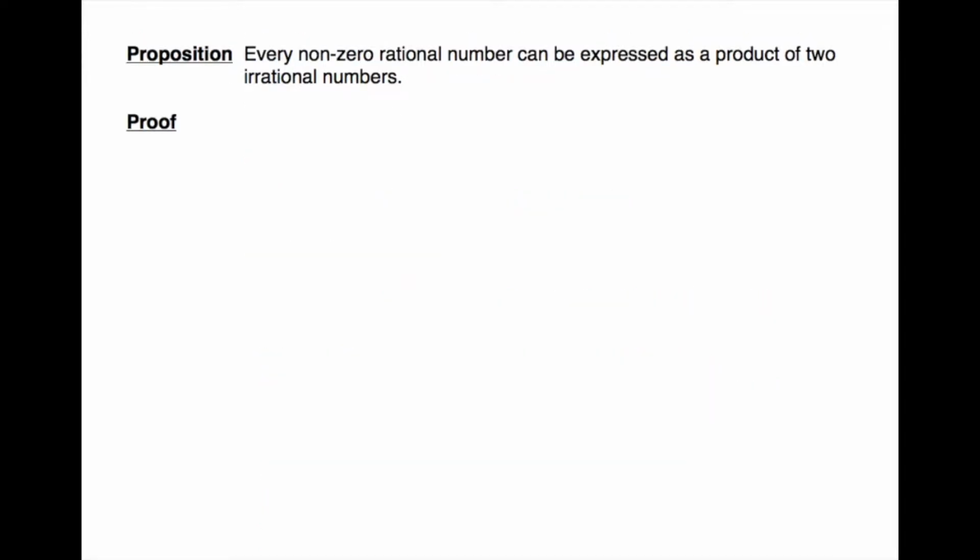So, for our first example, we are going to prove the following proposition. Every non-zero rational number can be expressed as a product of two irrational numbers. That's kind of a surprise. It's kind of interesting. It seems a rather powerful proposition. The proof will actually exhibit an example of two irrational numbers that multiply to our rational number. So it's a proof that shows the solution.